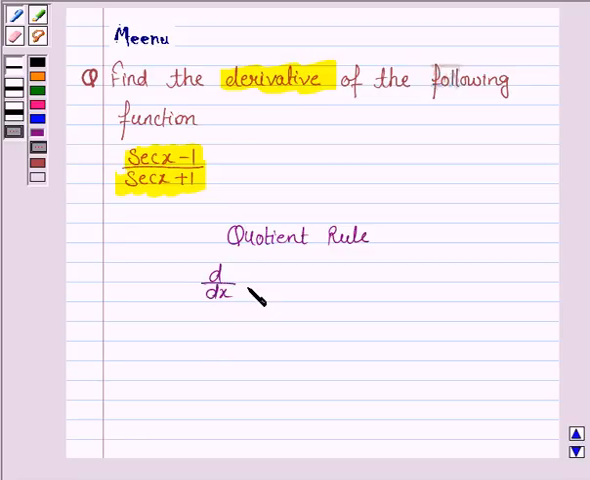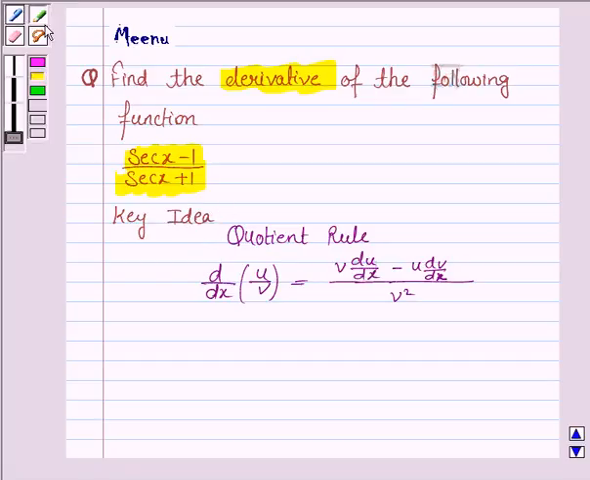Which says the derivative of the function u by v with respect to x is given by (v · du/dx − u · dv/dx)/v². So this knowledge will work as the key idea. Let us now move on to the solution.